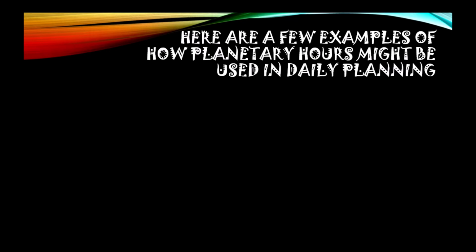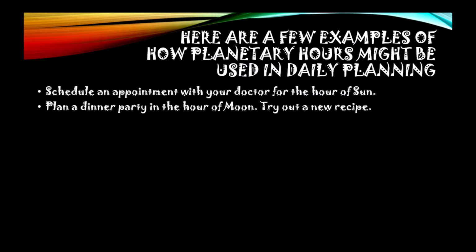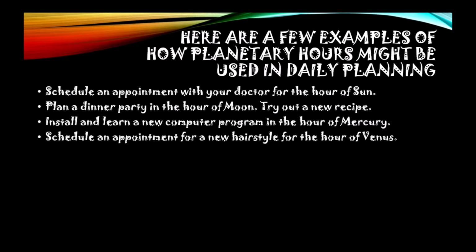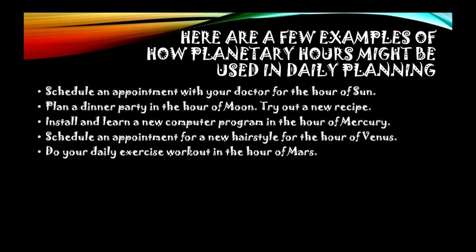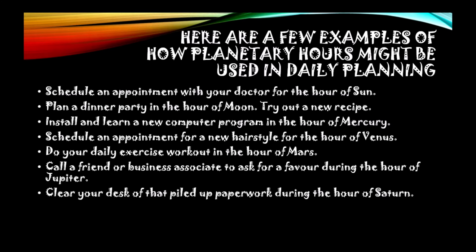Here are a few examples of how planetary hours might be used in daily planning. Schedule an appointment with your doctor for the hour of the Sun. Plan a dinner party in the hour of the Moon and try out a new recipe. Install and learn a new computer program in the hour of Mercury. Schedule an appointment for a new hairstyle for the hour of Venus. Do your daily exercise workout in the hour of Mars. Call a friend or business associate to ask for a favor during the hour of Jupiter. Clear your desk of that piled up paperwork during the hour of Saturn.